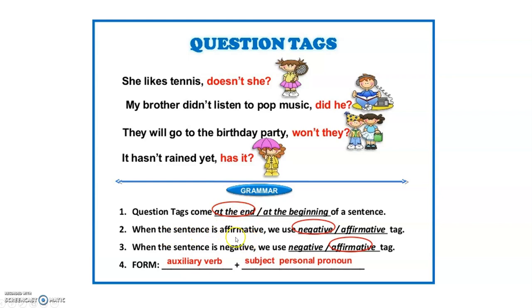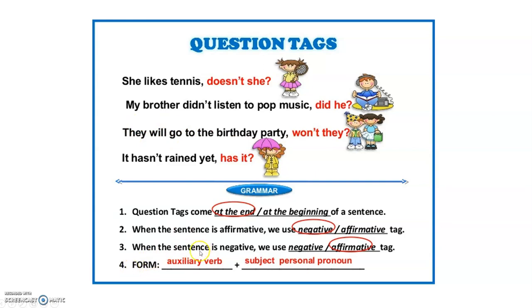Affirmative का मतलब क्या हुआ बच्चे? Affirmative means positive. Please remember, affirmative is a positive sentence. So when the sentence is positive, question tag क्या होएगा? We use a negative tag. Example पता है ना आपको? यहाँ पर they will go. If it is positive, affirmative, so question tag क्या हुआ?